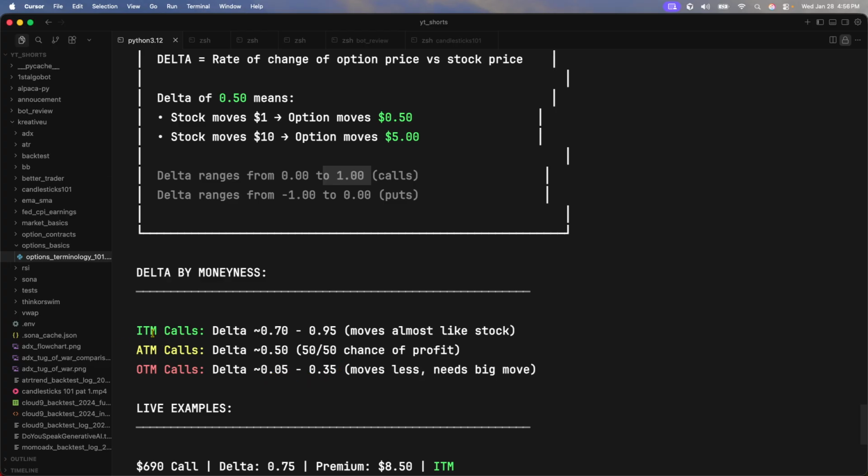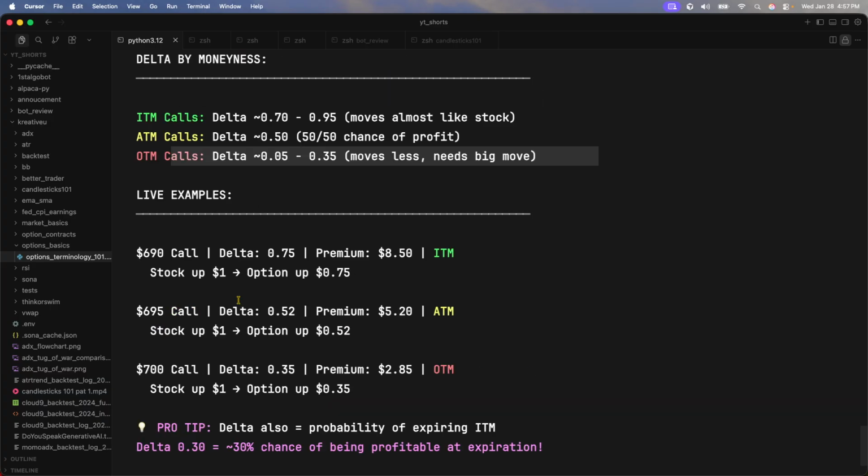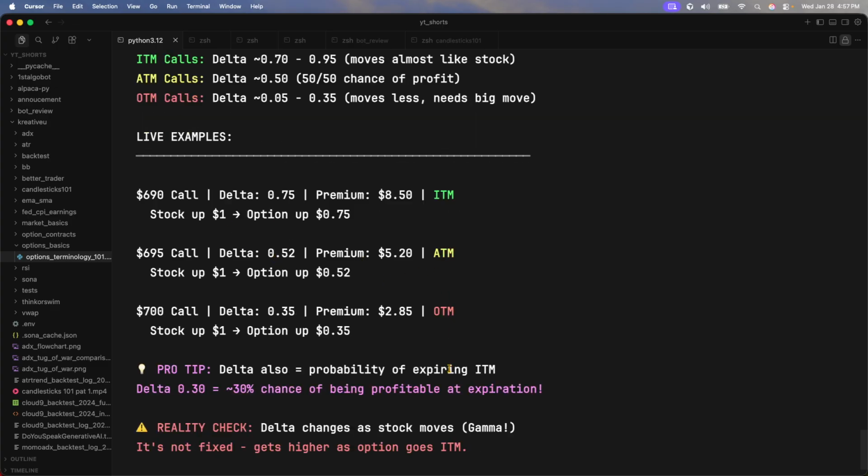So for ITM options, you have a 70% or 95% chance of being able to expire in the money, meaning that you will probably make money with this, but it's going to cost the most. ATM is going to be a 50% chance of profit. And then OTM is going to be a 5% or 35% chance that you're going to profit. So here are live examples of ITM, ATM, and OTM.